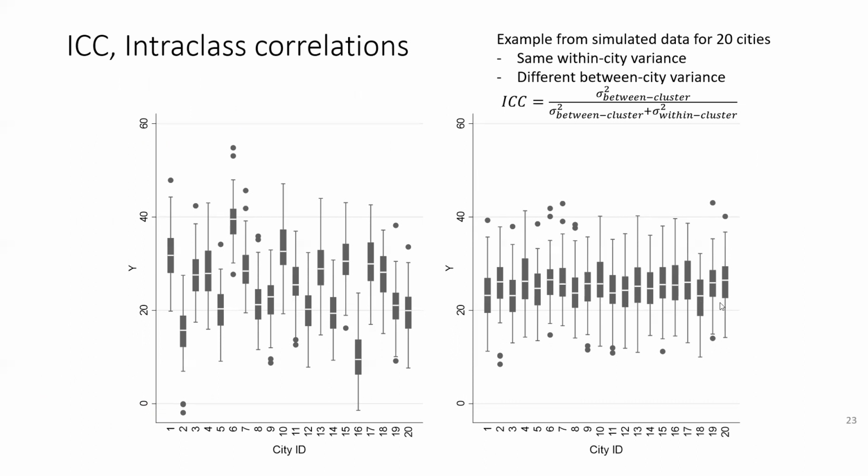And which ICC is going to be higher than the other? Well, this is the ICC. Here the ICC is 0.63, and this is 0.04, because when the between cluster variance is high, the ICC is going to be higher. And this is what we expected.